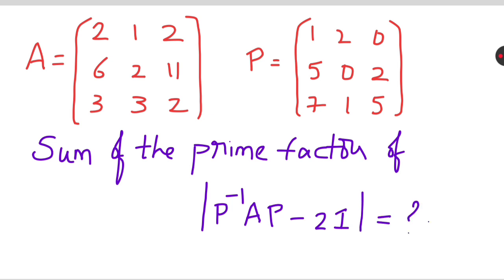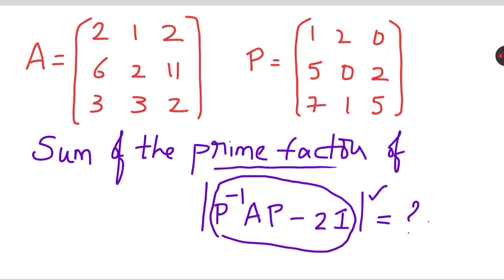We need to find the sum of the prime factors of this determinant value. So let's see how to solve it. First, take the inside expression, which is P inverse AP minus 2I. First we will find out that value. That is our first step. In the second step, we are going to find the determinant of this value. In the third step, we are going to find the prime factors of this determinant value. And finally, we are going to do the sum of these prime factors. That is the way to solve it.